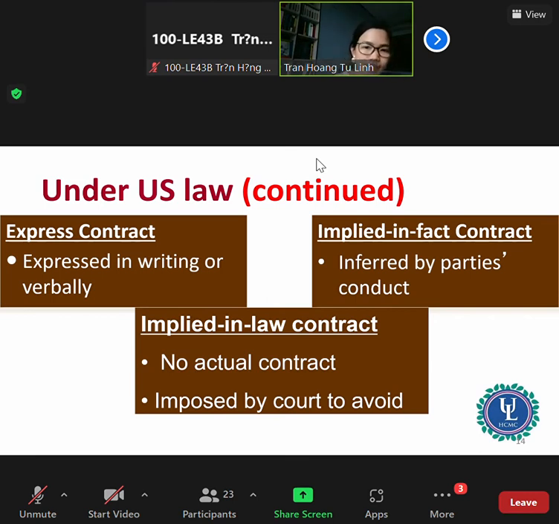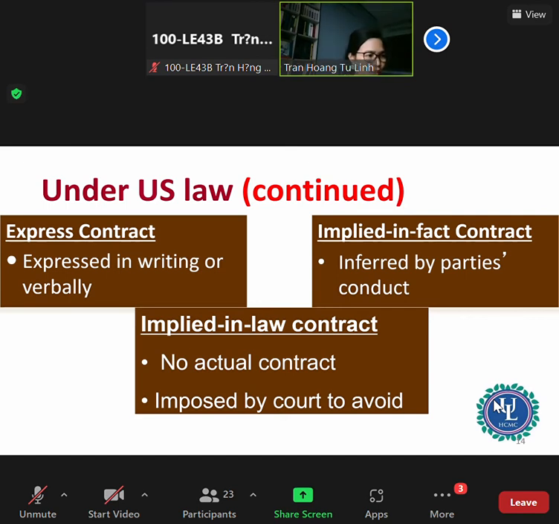It's implied. How about implied? What do we mean by implied? I think implied contracts are made between parties based on their action and their behavior of the party involved. Okay, Hoàng Yến, right? Yes. Okay, so exactly. So implied, right?